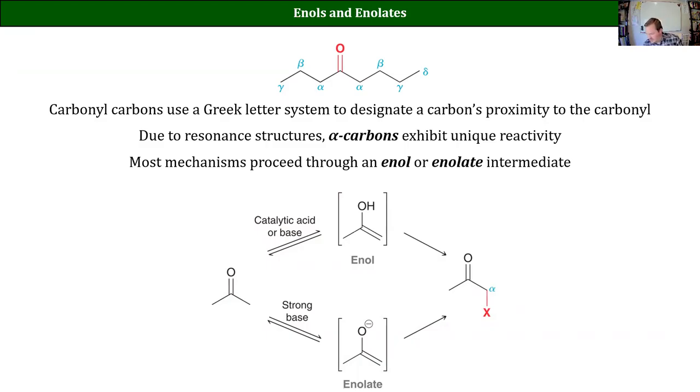And so we use this naming system based on how close a carbon is to a certain functional group. The carbon that has the functional group, we don't name, it's just the carbonyl carbon. The alpha carbon is one carbon away from the carbonyl carbon. And then alpha, beta, gamma, delta, you continue on with the Greek alphabet if you went any longer than that. Generally, we only care about alpha and beta, because anything that's further away than alpha and beta is not really going to be that impacted by that functional group.